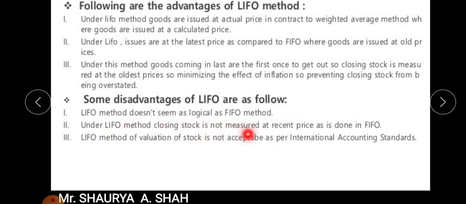Under LIFO method, closing stock is not measured at the recent price, which is done in FIFO method, fine? Again, we saw closing stock. What will form your closing stock, students? It will be your older material which you had purchased a few days back or a few months back, and the recent will not be shown in that, fine? So the closing stock which you are showing will have a price which is understated. LIFO method of valuation of stock is not acceptable as per international accounting standards, right? This method is not accepted as per IAS, that is International Accounting Standard. FIFO is accepted. Hope it's clear, all of you, right?